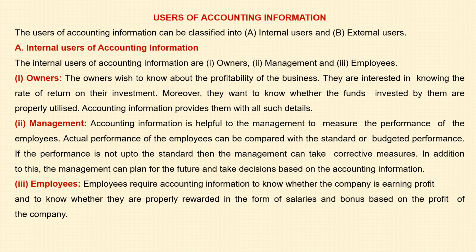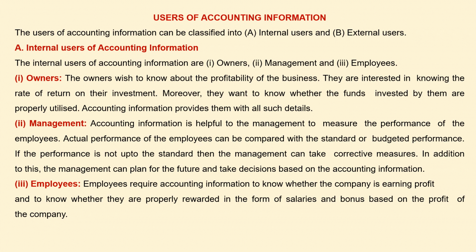First one is owners. Owners wish to know about the profitability of the business. They are interested in knowing the rate of return on their investment. Moreover, they want to know whether the funds invested by them are properly utilized. Accounting information provides them with all such details. Profit can be known from that, and through the capital and assets and liabilities in the balance sheet they are able to know.